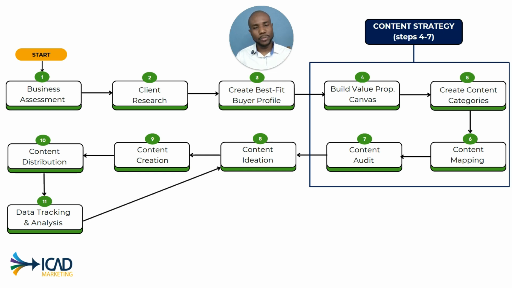Step 10 is content distribution, where once we identify which channel we're targeting, whether it's social media, be it LinkedIn, Facebook, Instagram, or email, or a blog, we focus on those channels and distribute the content through them. Then step 11 is data tracking and analysis, where we analyze which pieces of content are driving the business results we're after, and which ones aren't. The ones that aren't, we eliminate from the buying journey, and for the ones that are, we analyze why they're working and how we can create more of those types of content.